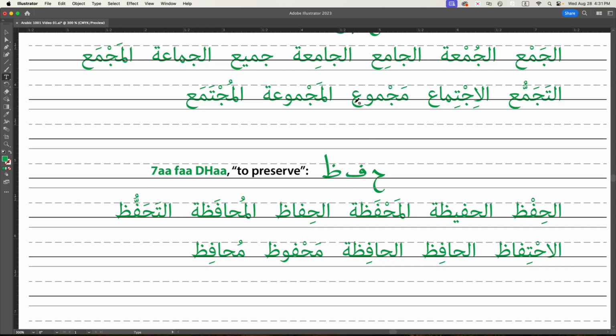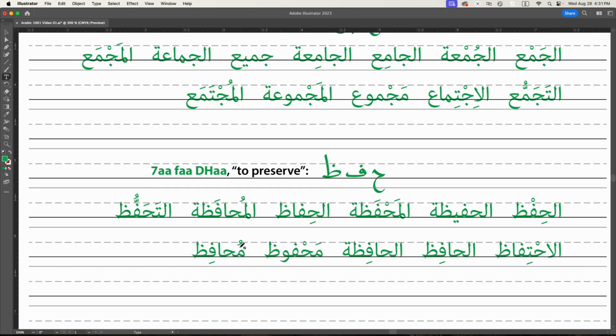Mahfuz, same pattern as majmu' up here. Mahfuz means preserved. It's also a very common last name. So the Nobel Prize winning author Naguib Mahfouz, for example, this is how you spell his name in Arabic.